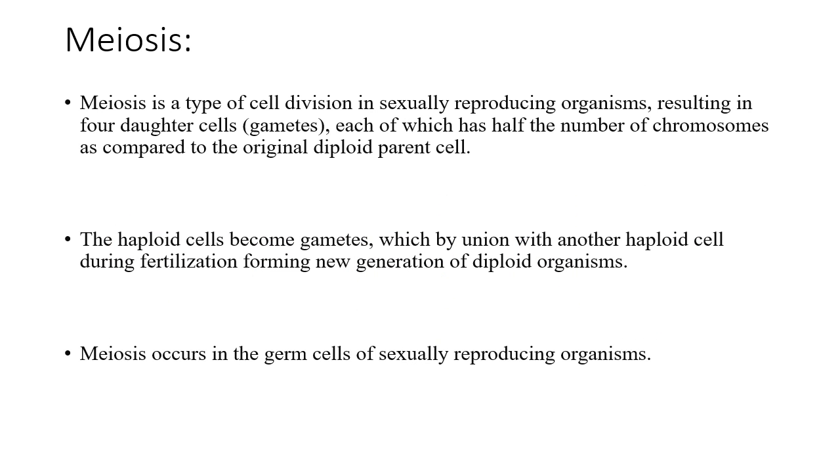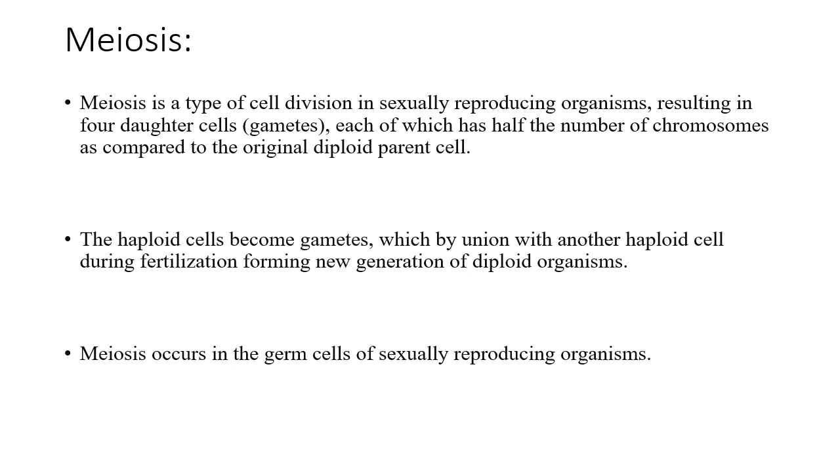Now we will start with meiosis. It is a type of cell division in sexually reproducing organisms. It results in four daughter cells called gametes, each of which has half the number of chromosomes as compared to the original diploid parent cell, which means that unlike mitosis, the daughter cells are not identical to each other and to their mother cell. Here they are different.